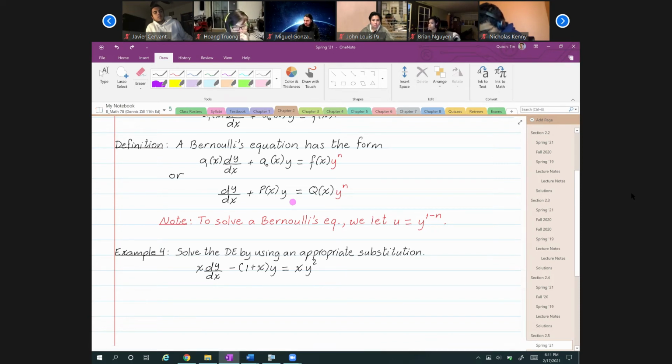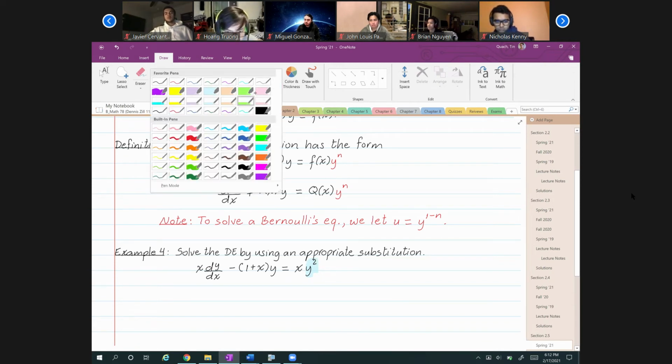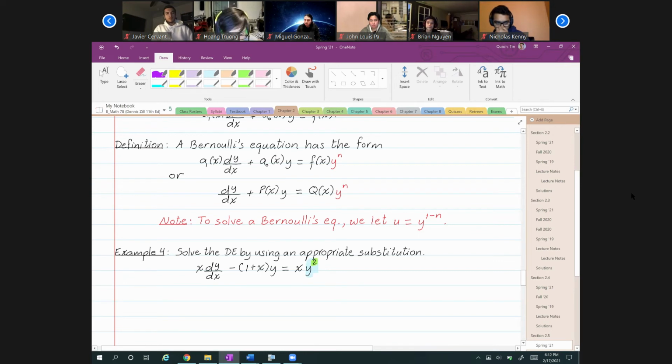So what do you think? Because of the y squared on the right. Very good, because of the y squared. So what is n in this case? n equals 2. So n is 2, and you know that n is 2.